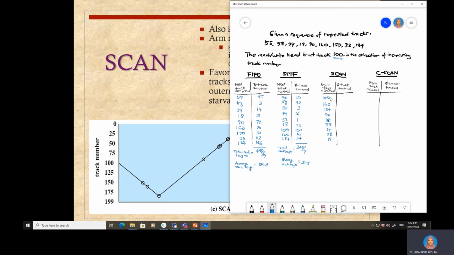Yeah. So again, you can get the difference between these two tracks. 150 minus 100 is 50. Then 10, next 24, 94. This is 58, 90 minus 58 is 32. And then 3, and then 16. 39 minus 38 is 1. 38 minus 18 is 20.